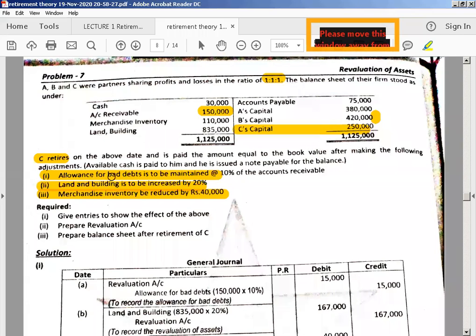Allowance for bad debts will be recorded on the credit side. You can see in the journal it is on the creditor side. Now, when something is in credit, something will also be recorded in debit. So your debit will be your revaluation account, as I told you.